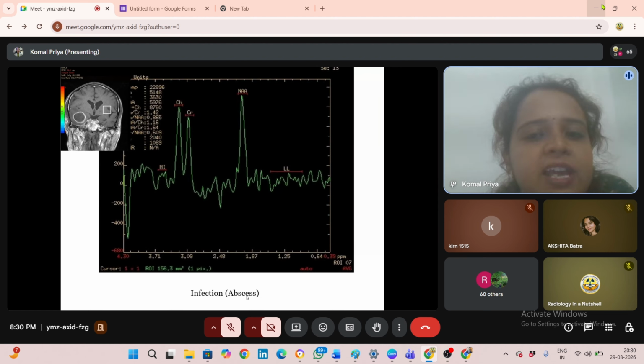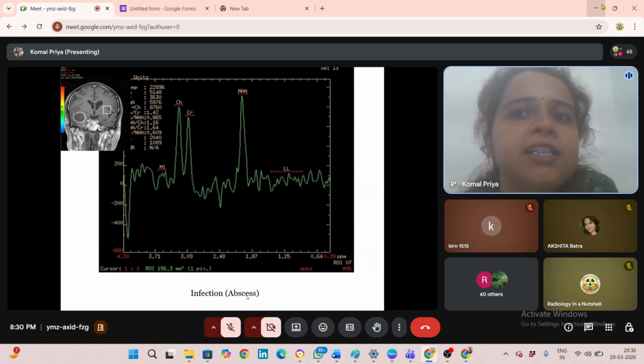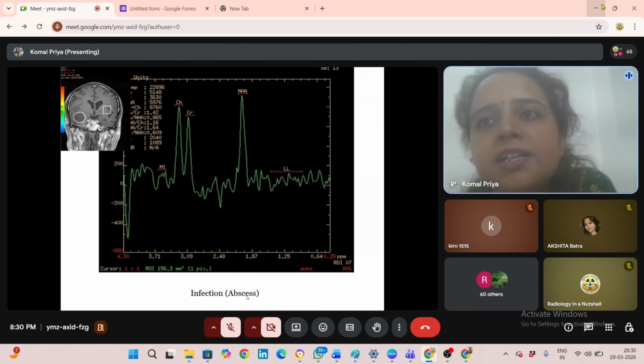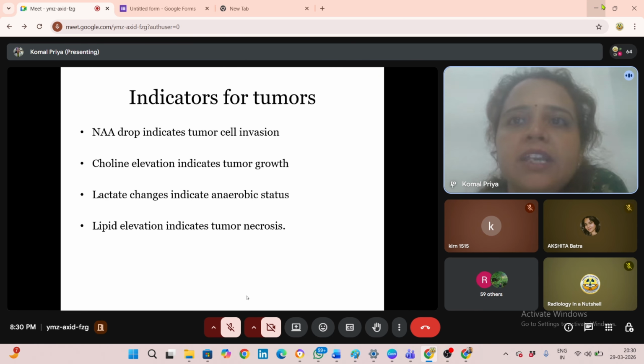So two techniques we have seen, multi-voxel and single voxel. In single voxel, we saw stimulated echo acquisition mode and point resolved spectroscopy, which can also be done for multi-voxel. And we saw the indicators.